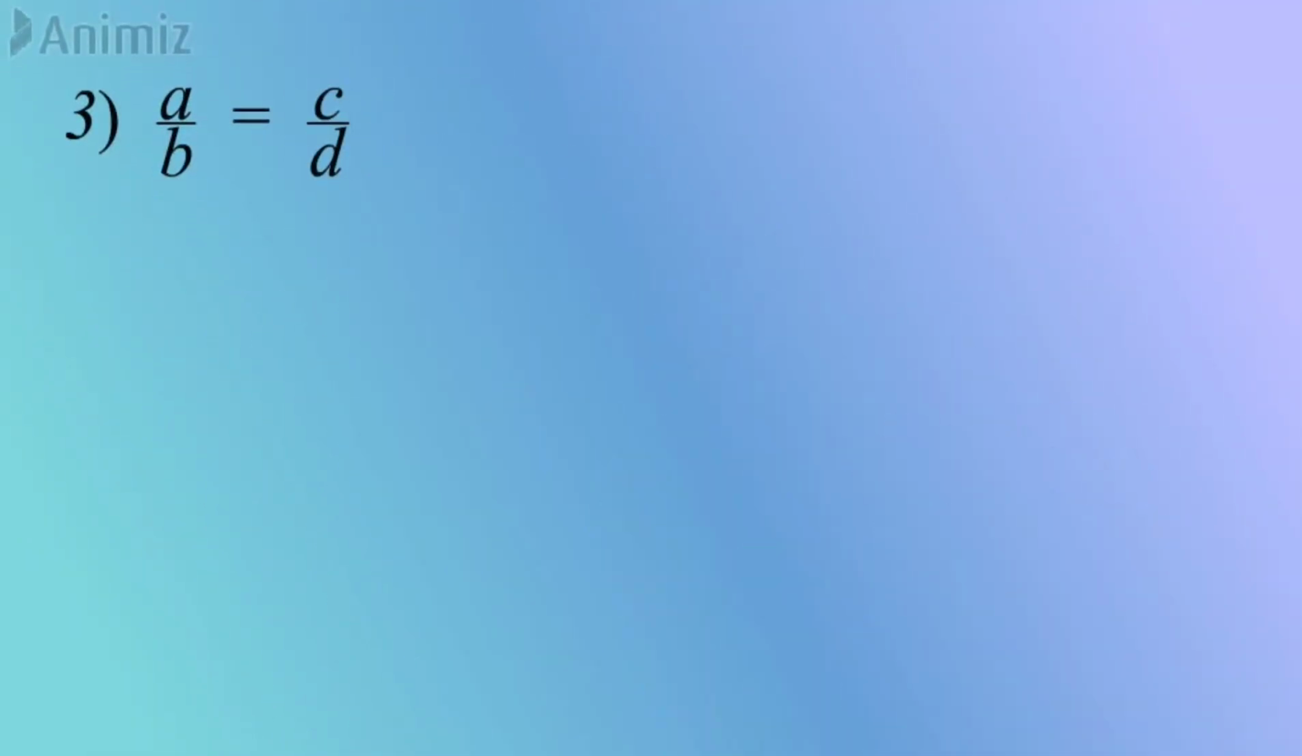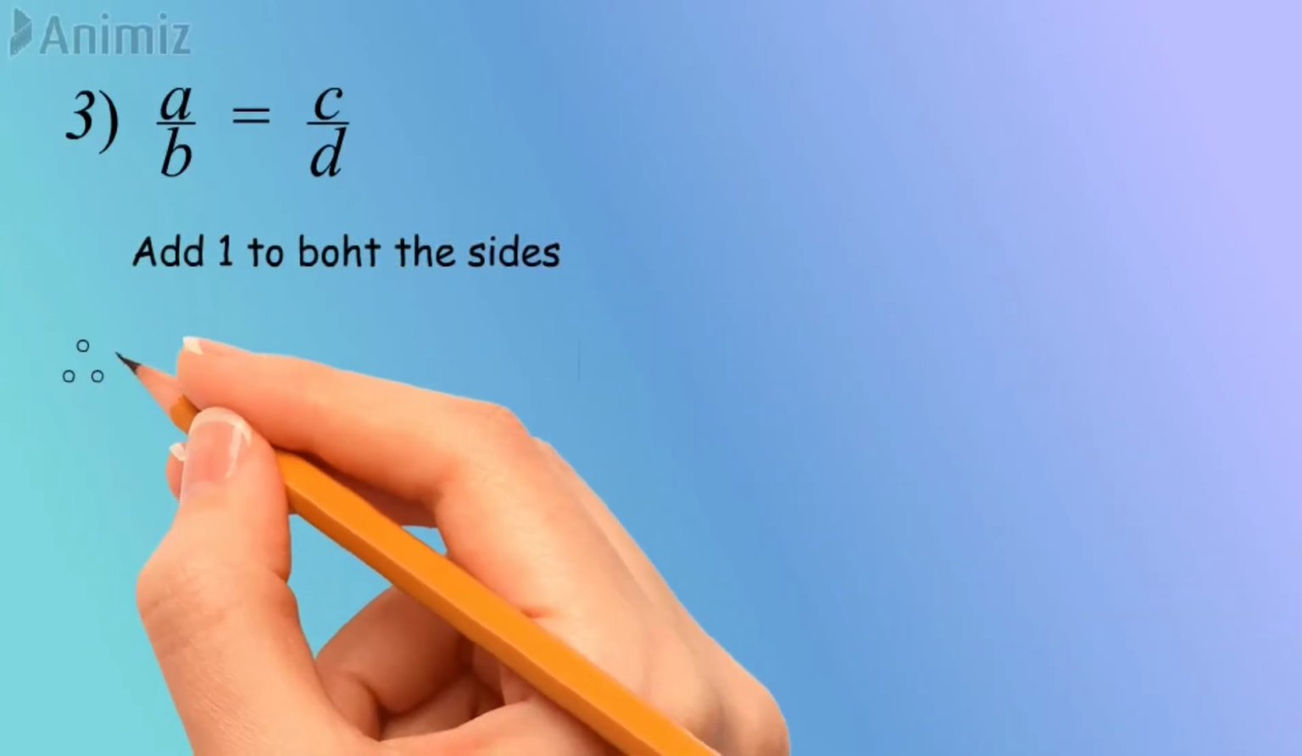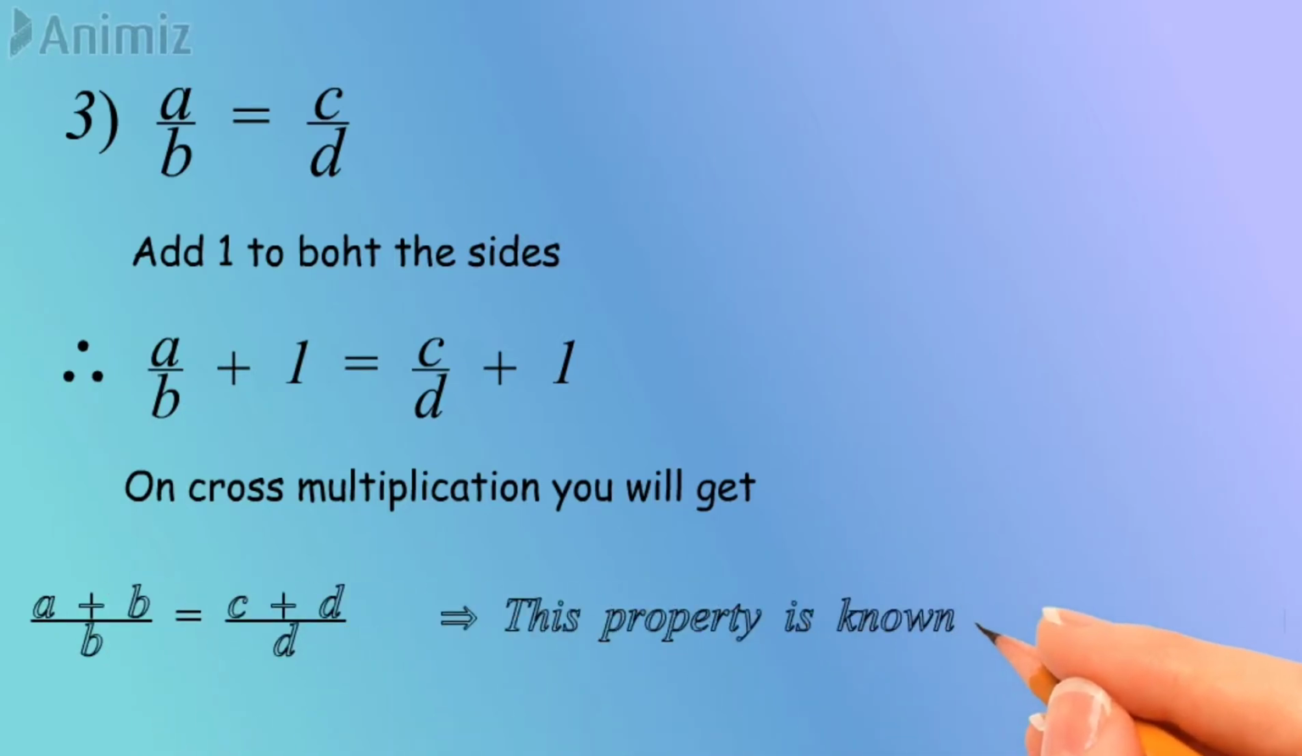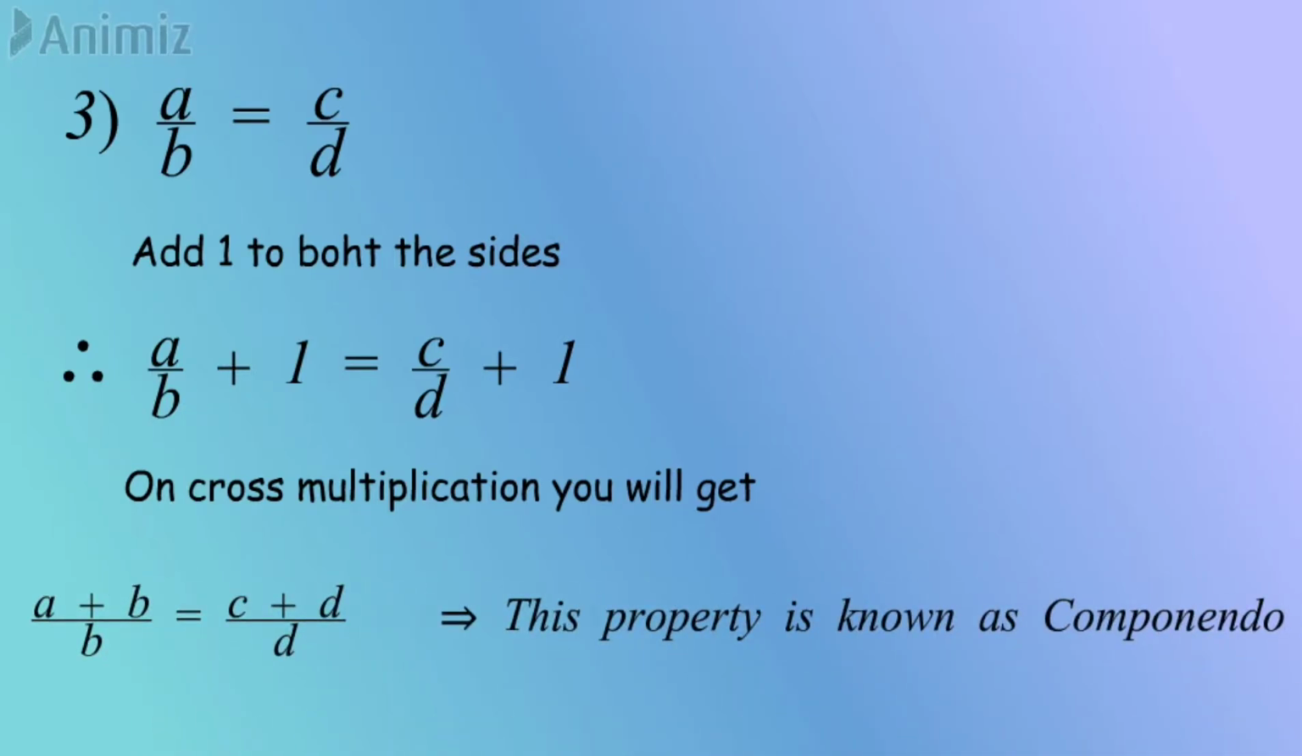Students, now let's discuss the third property. Again I have taken A by B equal to C by D. Now for the third property, you have to add 1 to both sides. Yes. Now you just cross multiply on the left hand side as well as on the right hand side. After cross multiplication, what will you get, students? A plus B by B equal to C plus D by D. This property is known as componendo, which is the third property. In that, the denominator gets added to the numerator, but the denominator will remain as it is.